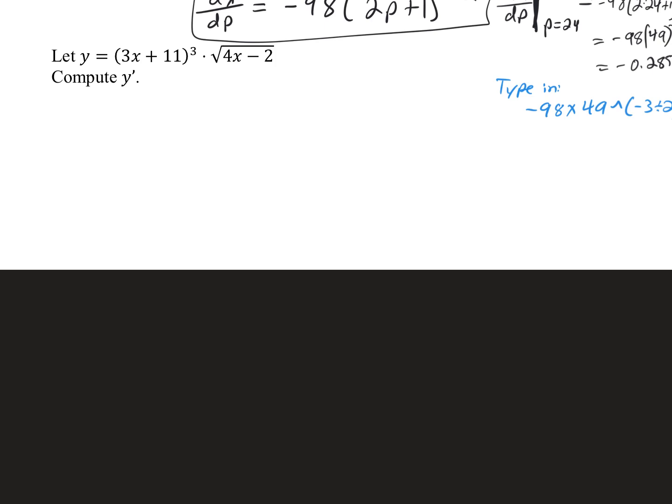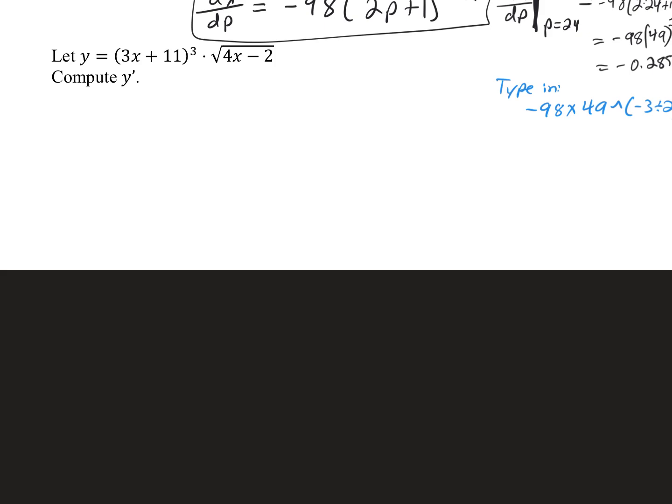So let's compute the derivative of y, where y is equal to (3x + 11), a quantity raised up to the third power, being multiplied by the square root of 4x - 2. So you look at this, and when you start thinking about this, you're going to notice a couple of things. First of all, what you should notice is this looks like a product rule problem. You have one function times another function. So you could think of the first one as u, the second one as v.